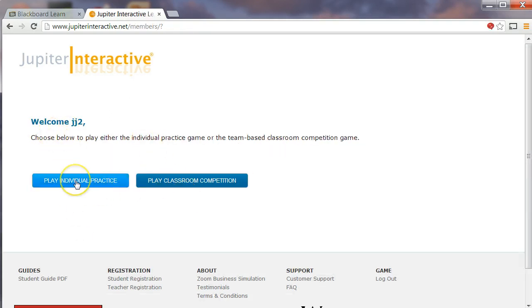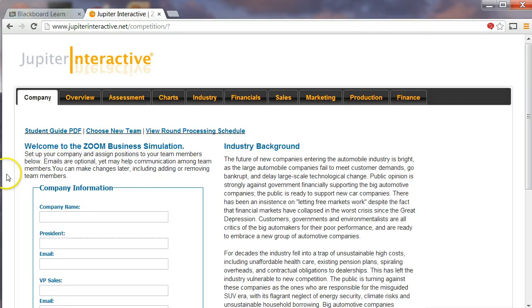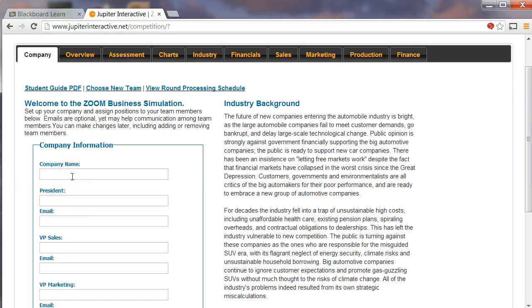There are 2 modalities: play practice rounds or classroom competition. For the classroom competition, when I join that, I'm going to have to create a new company, because if you are going to be in a team of 1, you need to create a new company. If you're in a team of 2, the first person who logs in is going to create their new company, and then the second person who logs in will see the company created and can just join it easily. Go Zoom Cards. That's the name of my company, and I am the president.